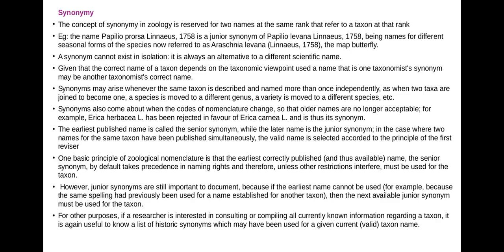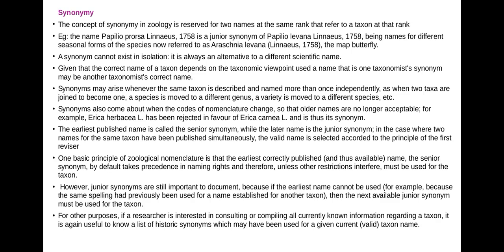Synonyms may arise whenever the same taxon is described and named more than once independently, as when two taxa are joined to become one, a species is moved to a different genus, a variety is moved to a different species, etc. Synonyms also come about when the codes of nomenclature change so that older names are no longer acceptable. The earliest published name is called the senior synonym, while the later one is called the junior synonym. In case these two names of the same taxon have been published simultaneously, the valid name is selected according to the principle of first revisor.